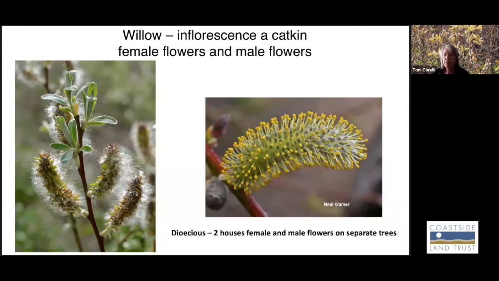Willow inflorescences are called catkins because they look similar to a cat's tail. Female flowers and male flowers here are on separate trees. This is called dioecious, which means two houses, the female on one tree and the male on another. The seeds are produced on the female flowers here, showing the tiny seeds that have hairs on them that are carried away by the wind. The right photo shows the male catkin of many flowers, each flower having two yellow stamens.